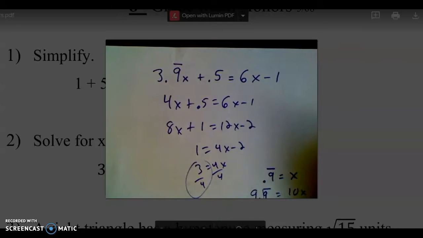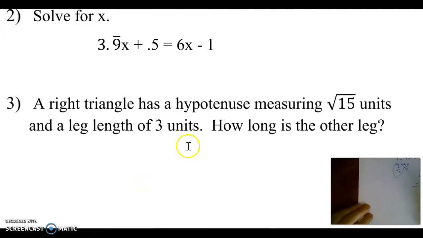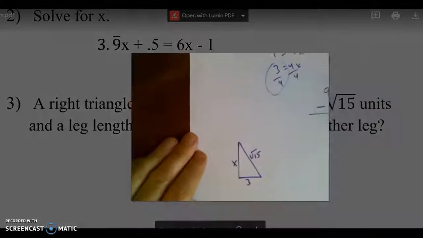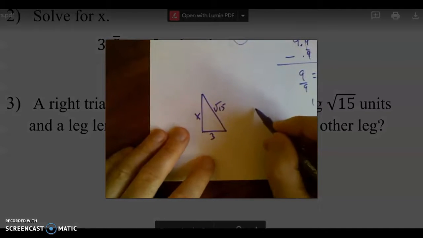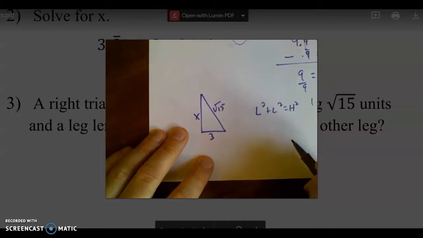And our final problem, we have a right triangle with a hypotenuse measuring the square root of 15. So I'll do a little right triangle down here. Hypotenuse is the square root of 15. A leg is 3. I want to know how long the other leg length is. So of course to do this, I'm going to apply the Pythagorean theorem. So leg squared plus leg squared equals the hypotenuse squared.